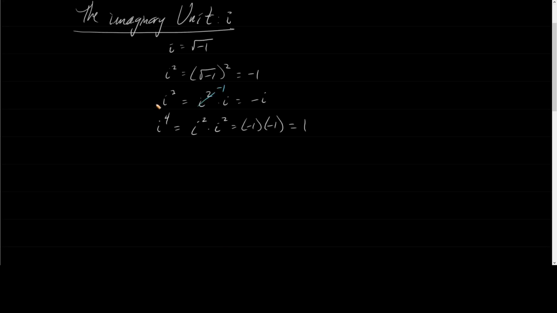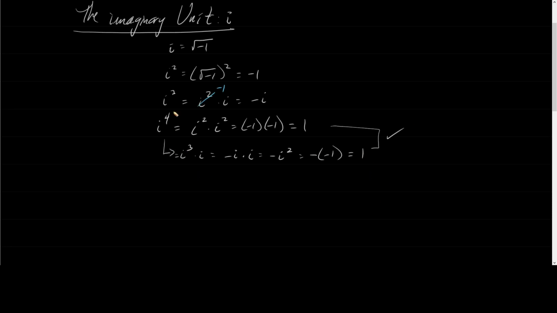Right? And we didn't have to look at it that way. We could have looked at it as i cubed times i, and then we know what i cubed is. i cubed is -i, so we have -i times i, which would then be -i squared. But i squared is -1, so we have the negative of -1, which ends up being +1. So either way, we get the same value, 1, right?